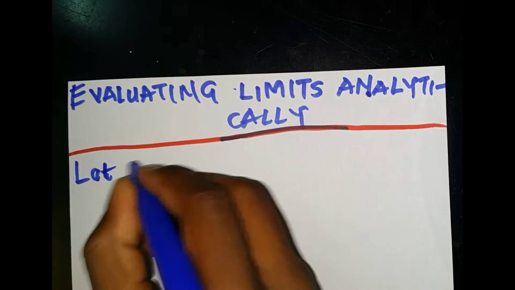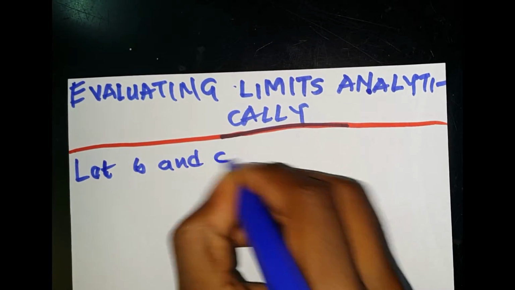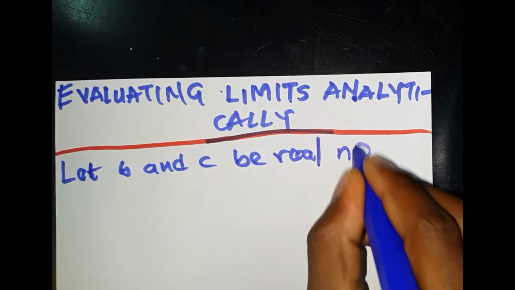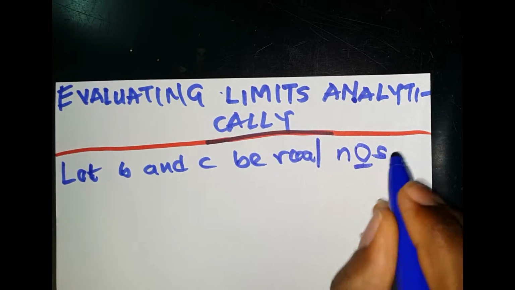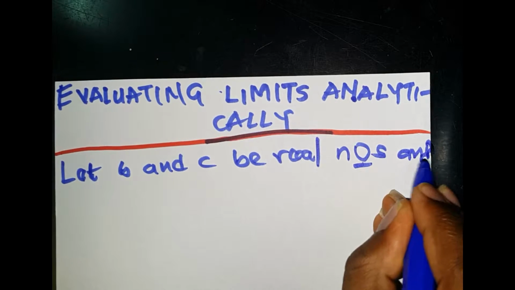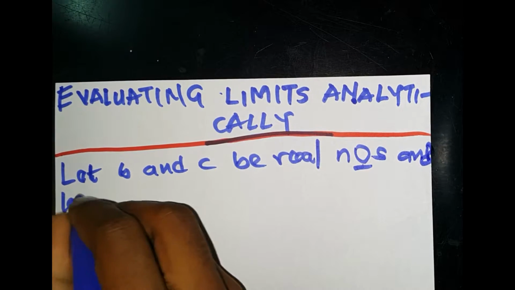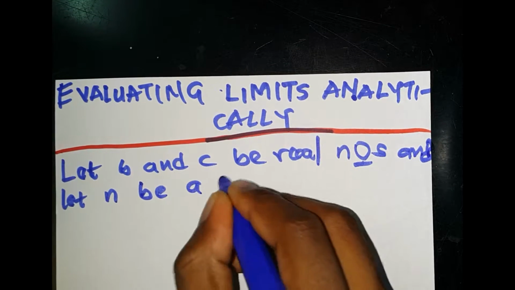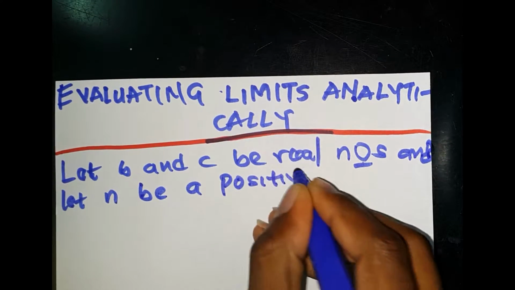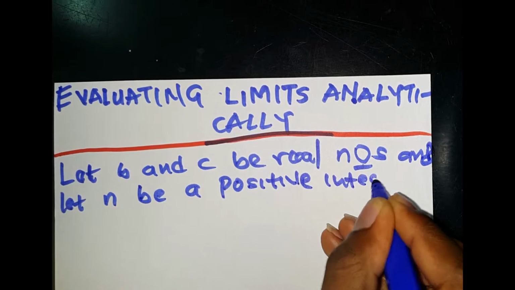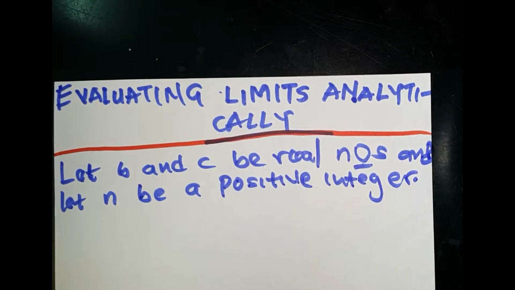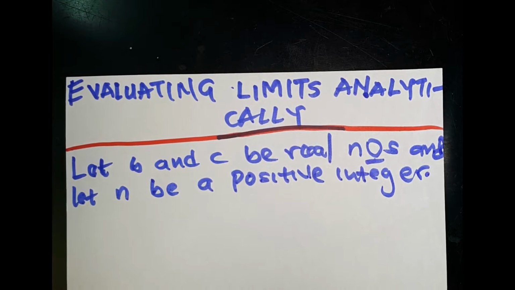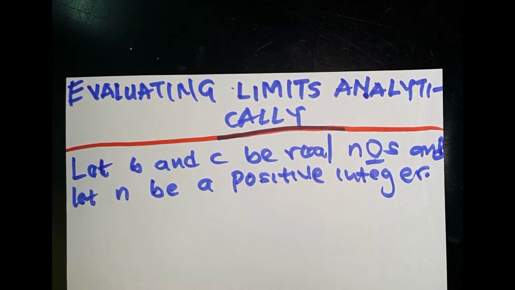Let b and c be real numbers and let n be a positive integer. Now we have some basic rules for finding limits.